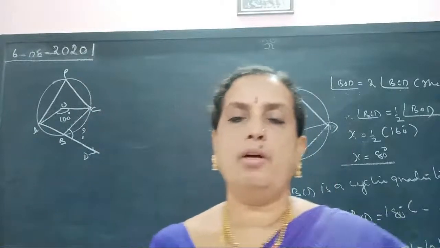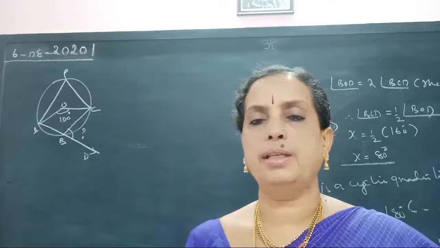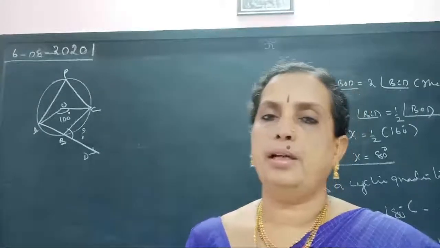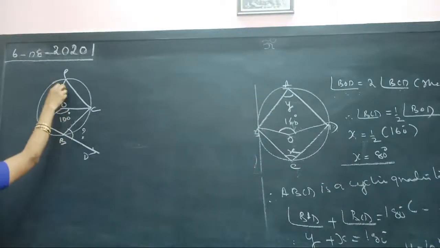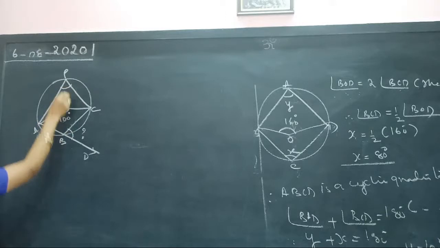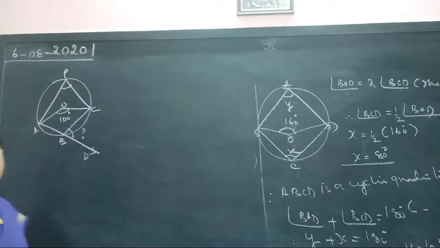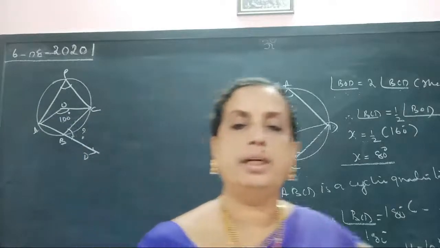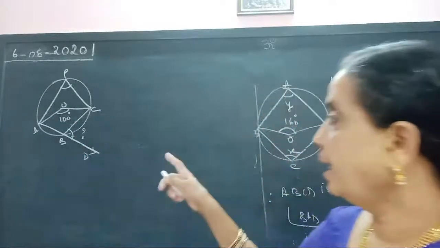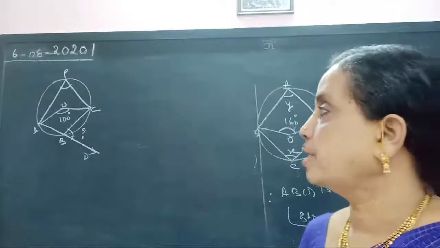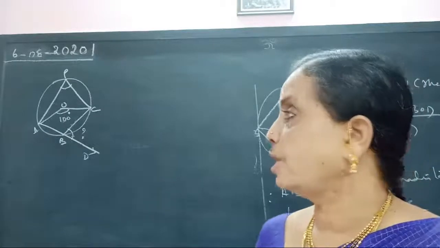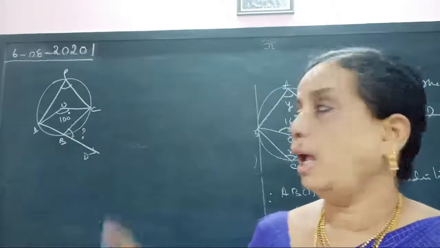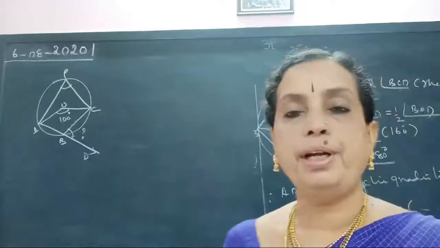Exterior angle of a cyclic quadrilateral is equal to interior opposite angle. So, this is the exterior angle, this is the interior opposite angle. You will have the same measure. To get this, we apply the central angle: angle APC is half of angle AOC. Angle AOC is 100 degree, therefore angle APC is 50 degree.